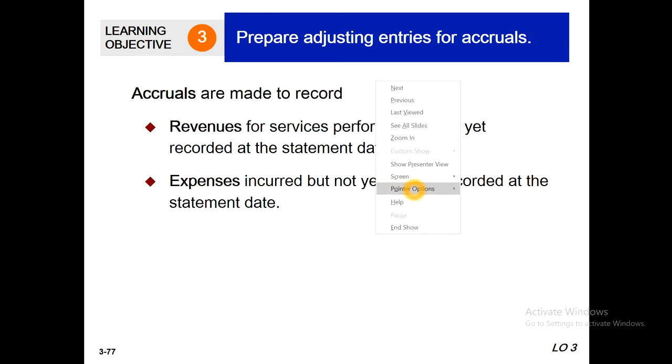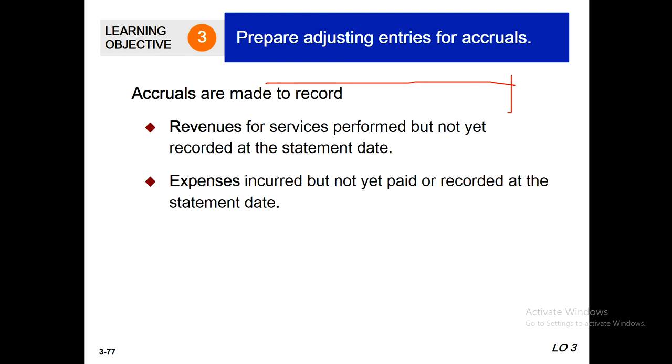That means we can show an example. Suppose this is the final advertising. This is October 31st. We are preparing our financial statements here, that means the income statement or balance sheet. Very easy to understand, I think.